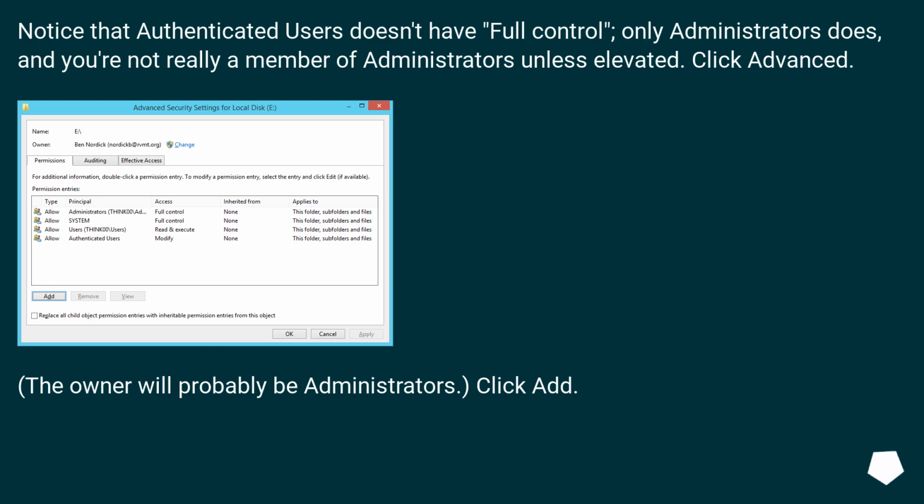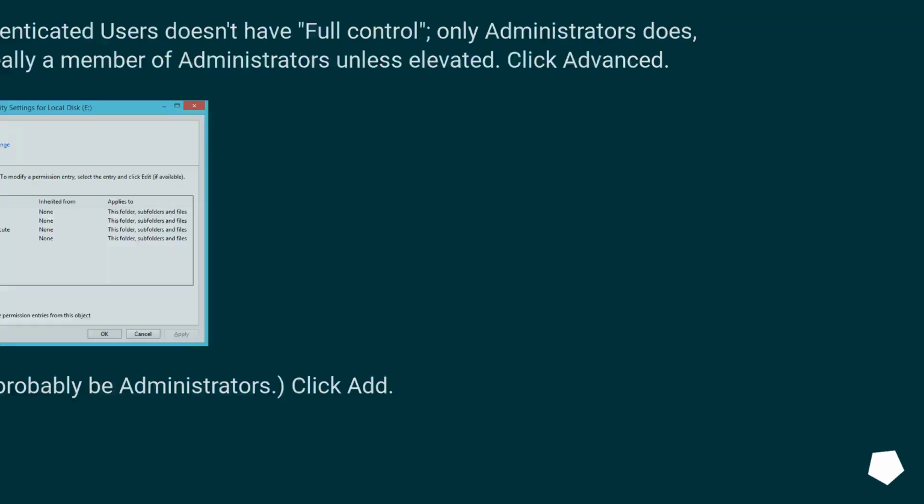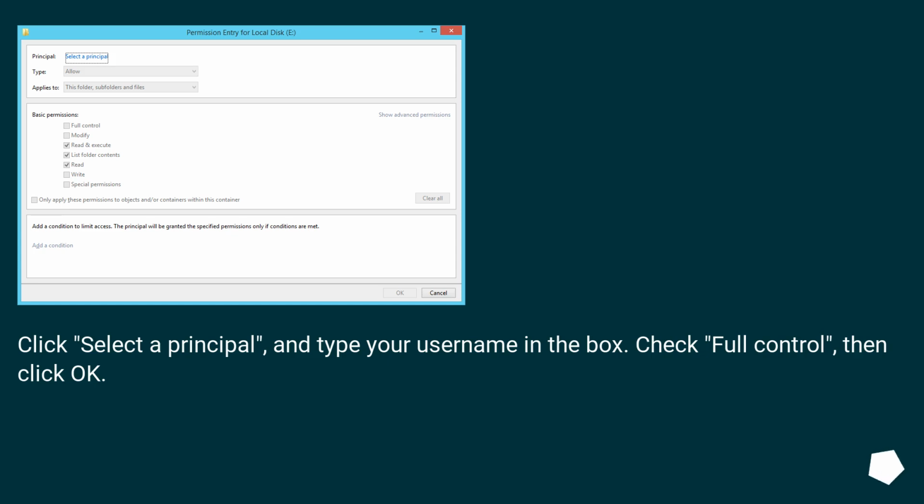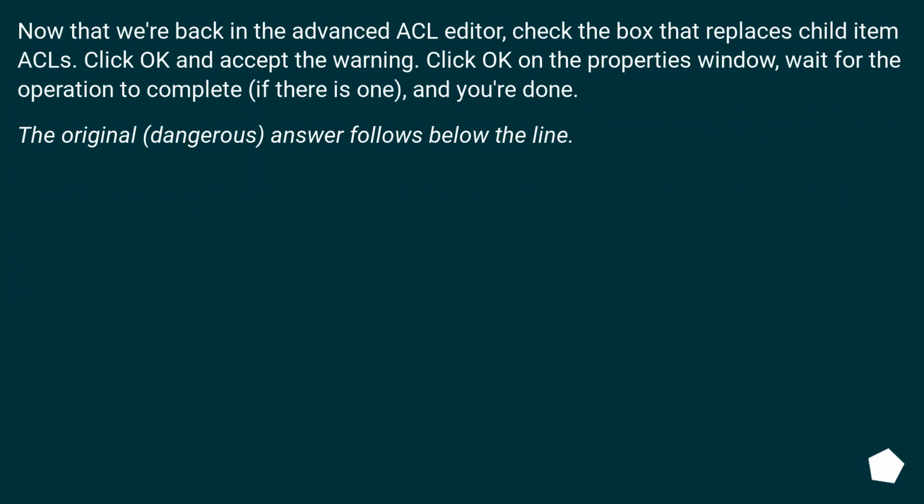Click Add. Click Select a Principal, and type your username in the box. Check Full Control, then click OK. Now that we're back in the Advanced ACL editor, check the box that replaces child item ACLs. Click OK and accept the warning. Click OK on the Properties window, wait for the operation to complete, if there is one, and you're done. The original, dangerous, answer follows below the line.